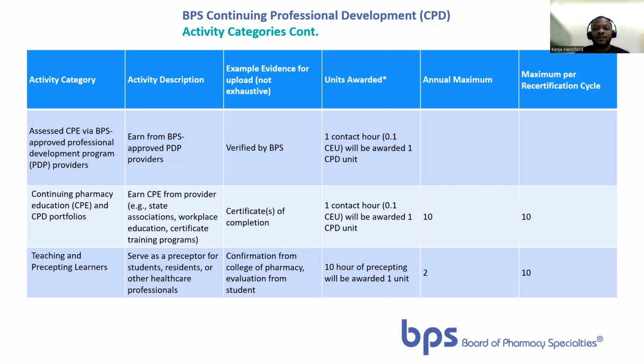You may be wondering, if you plan to complete all 100 units required for recertification through BPS-approved professional development programs, how do I satisfy my requirements for the 20 units of self-reported CPD activities? You will complete 80 units of CPE via BPS-approved professional development programs. For those 20 units, you can choose to complete any combination of assessed CPE via BPS-approved professional development programs or self-selected CPD reported activities. The necessary plan, reflect, and evaluate components for the 20 units must be completed regardless.